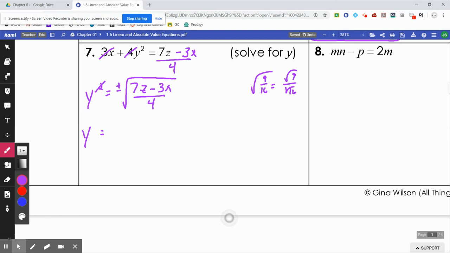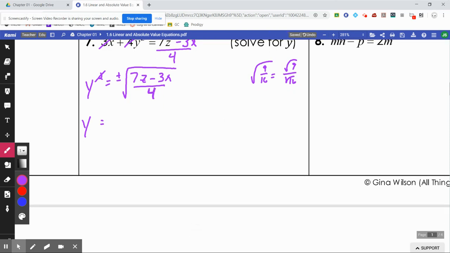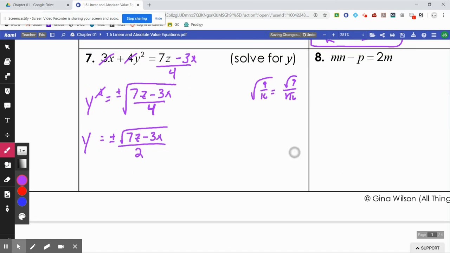You can do the same thing here because the bottom number is 4, and we actually know the square root of 4, so we could write this as plus and minus the square root of the top, 7z minus 3x, over the square root of 4, which is just plain 2. So you could remove that radical on the bottom.